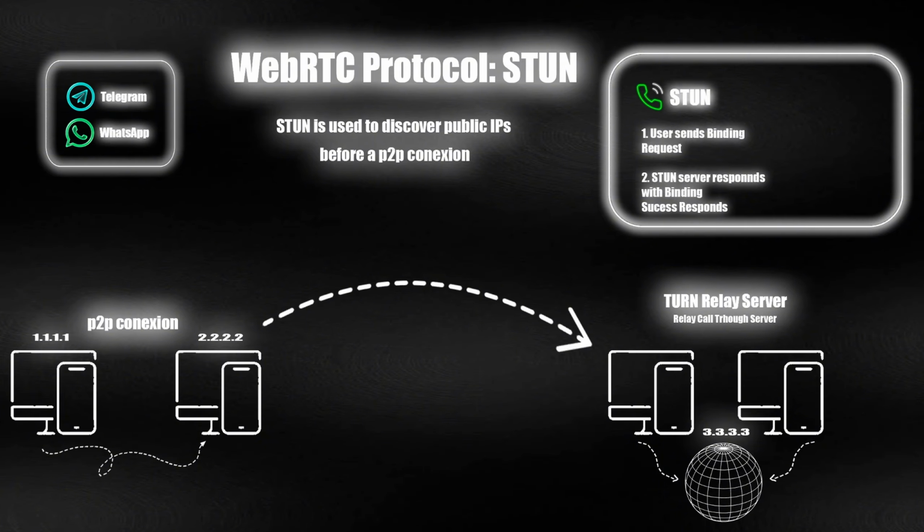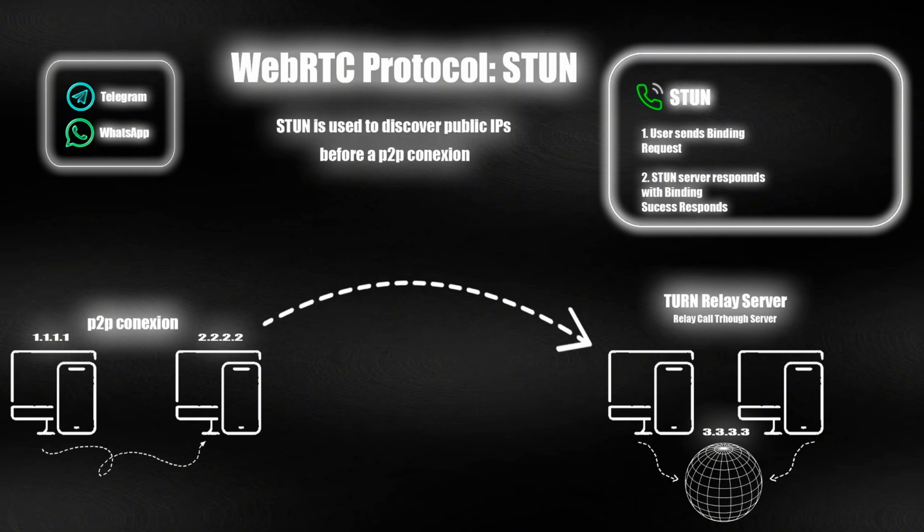Finally, we have TURN, which stands for Traversal Using Relays around NAT. In this case, if a direct connection between the two devices cannot be established, the communication is sent through an intermediate server acting as a relay. I'll show a small diagram on screen to better understand how these three connection methods work. Now that we understand the theory, let's move on to the practical part.